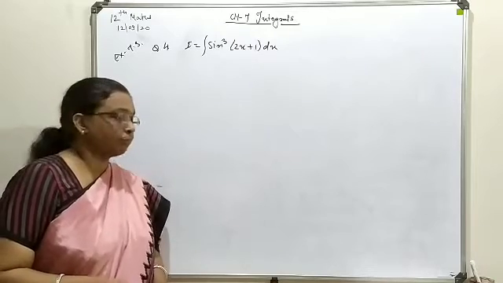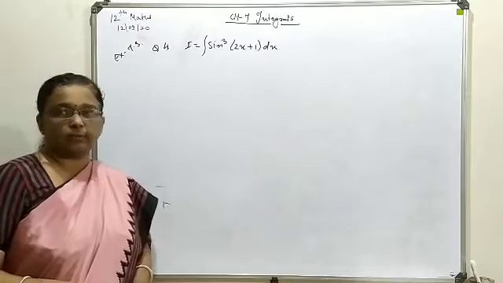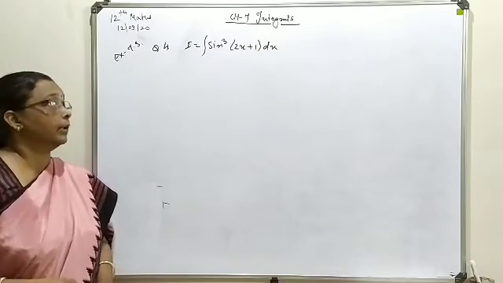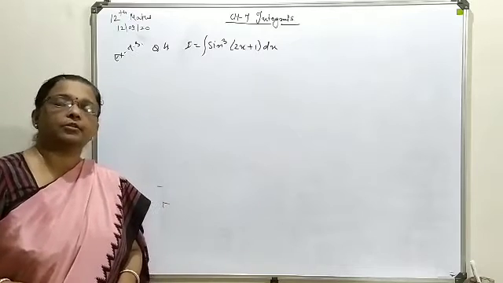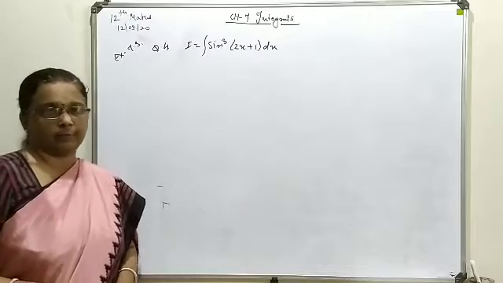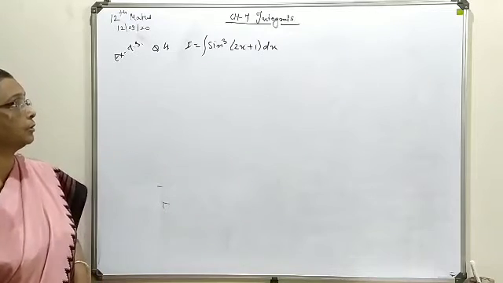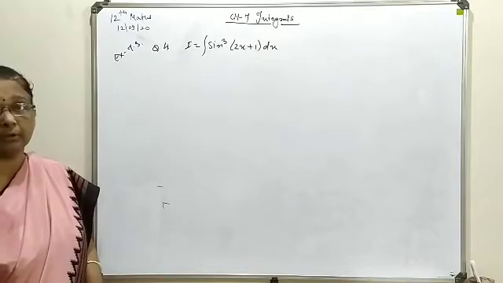Hello student. In the last class I started with the questions from exercise 7.3. Today also I am going to continue with the same exercise, in which we are going to use trigonometrical relations or identities, in a direct way or an indirect way. So let's start with the questions from the exercise with question number 4.